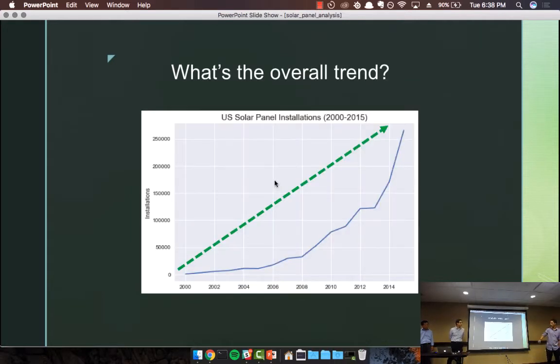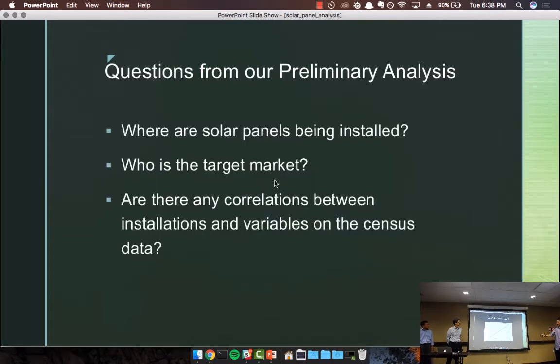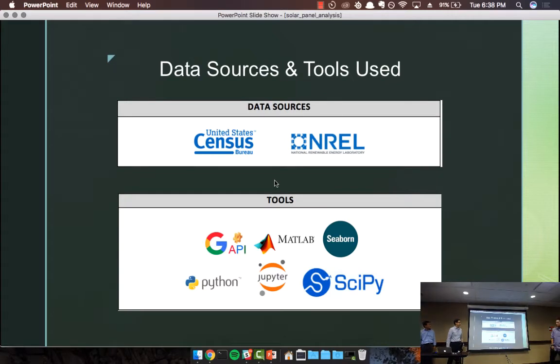The overall trend, as you can see from 2000 up into 2015, is a very large upwards trend. The questions we had from our preliminary analysis: where are the solar panels being installed? Who's the target market? And are there any correlations between installations and variables from the census data, things like age, income, location? So I'm going to pass it off to Michael, and he's going to talk about how we got there.